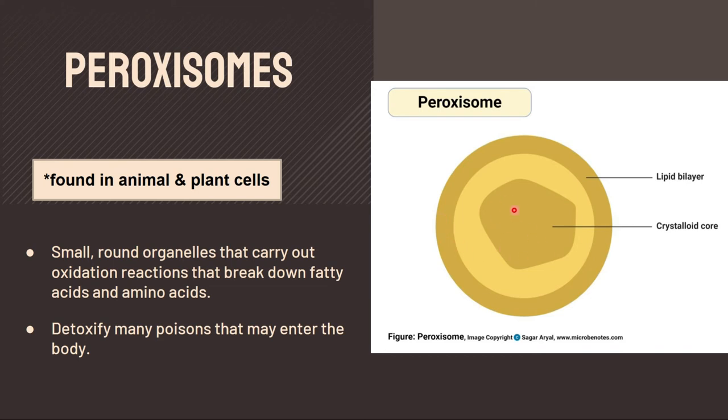These enzymes help in oxidation reactions that break down fatty acids and amino acids. And also, peroxisomes detoxify many poisons that enter the body. For example, when you drink alcoholic beverages, high amounts of alcohol in your body is dangerous, so your body will convert the alcohol into another substance that is released through urine. When you drink alcoholic beverages, you will urinate a lot.